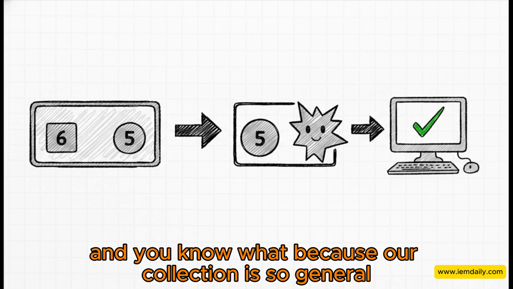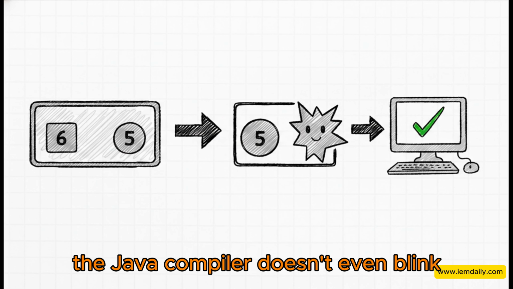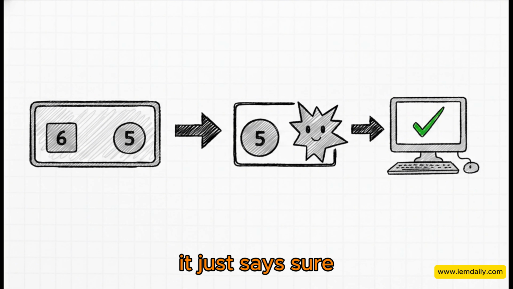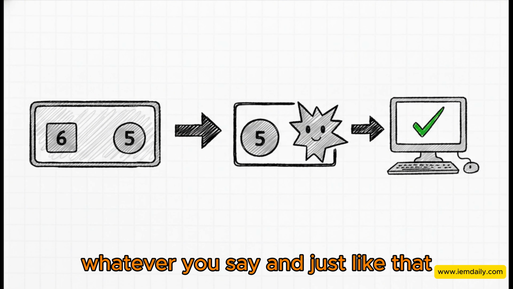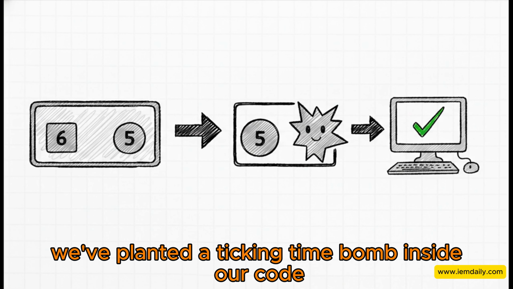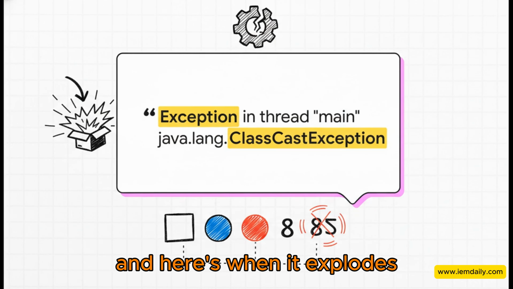And you know what? Because our collection is so general, the Java compiler doesn't even blink. It just says, sure, whatever you say. And just like that, we've planted a ticking time bomb inside our code. And here's when it explodes.